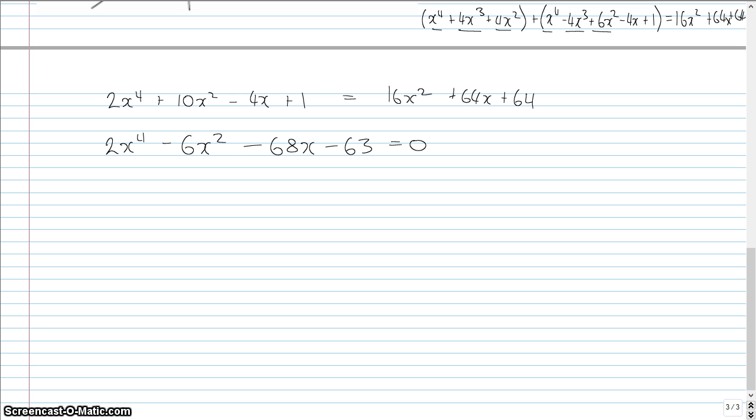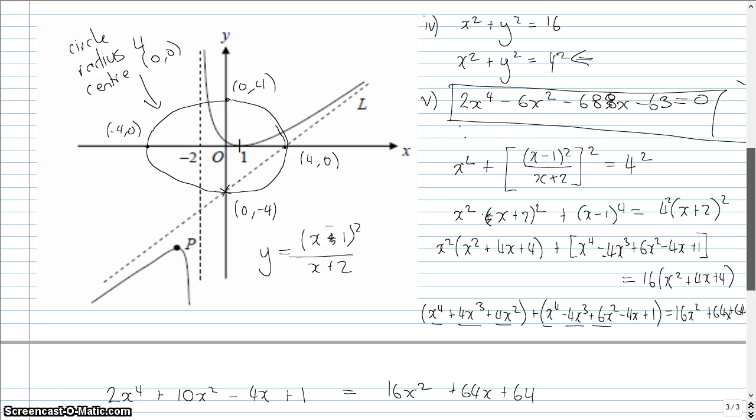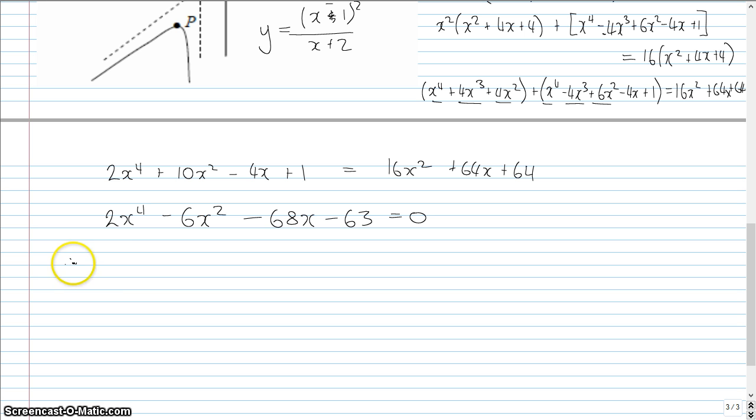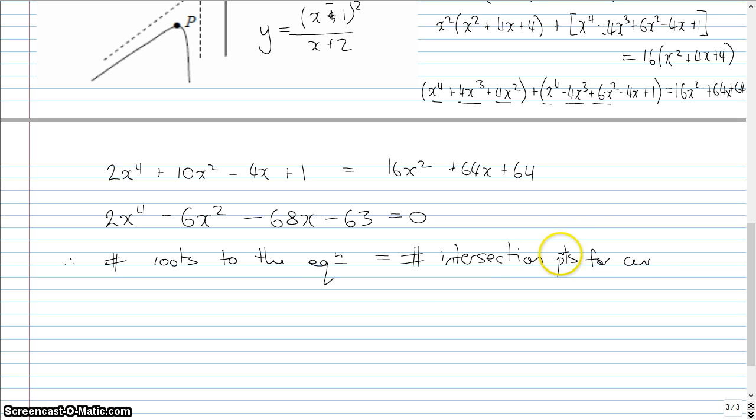So what have I shown? I've shown that this equation has as many roots as points of intersection for these two graphs. So therefore, the number of roots to the equation is equal to the number of intersection points for the curves, and that's equal to 2. So therefore, 2 real roots.